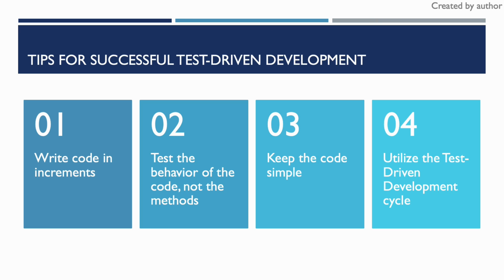After running through this code example, it is important to remember some of these tips to ensure successful test-driven development. Writing code in increments will allow you to catch issues earlier in the process and will ensure you are testing the right behavior. It's important to keep in mind that you are writing tests to ensure the right behavior and not only to satisfy 100% code coverage. Keep the code simple, as it will be easier to maintain down the road. Make sure you are following the test-driven development cycle to ensure you are starting development on the right path.